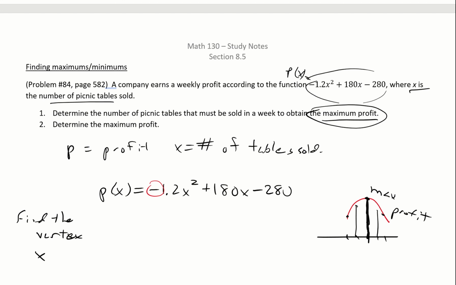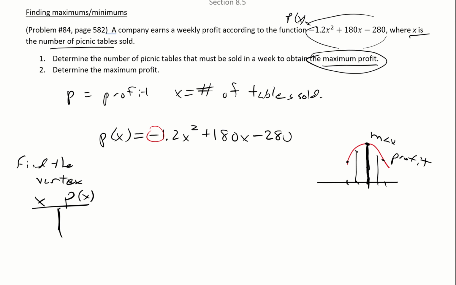Now, before you get going, this is why I keep doing this. Here's X, and here's P of X, and it's an ordered pair. We're looking for the vertex, and we know how to find it. The vertex is found by X equals minus B over 2A. In this problem, you just grab the numbers. B is 180, and downstairs we've got a negative 1.2.